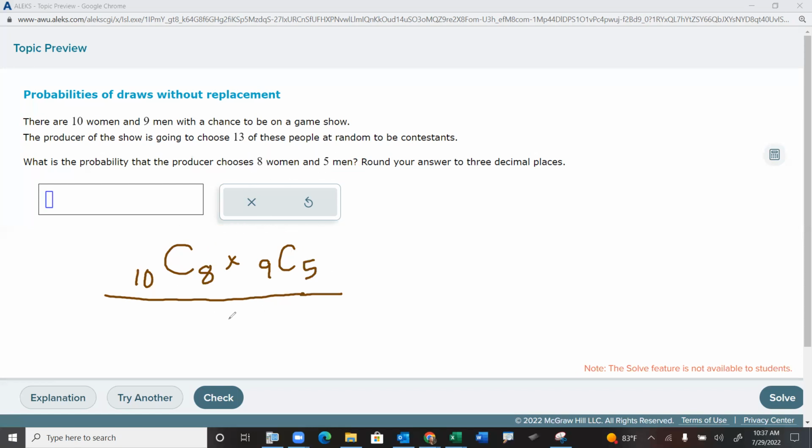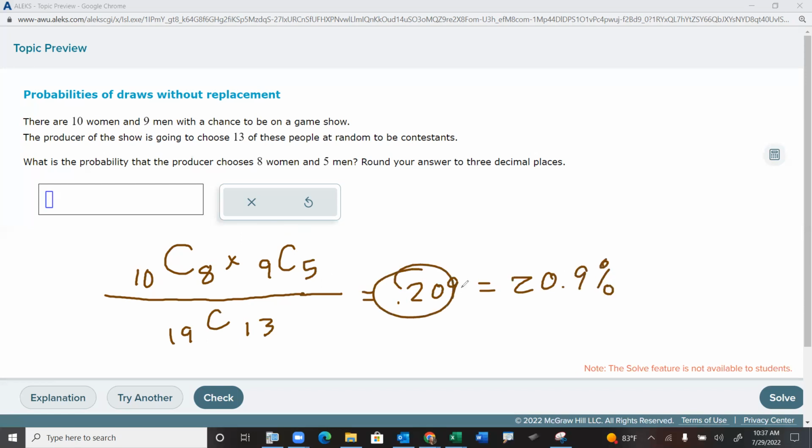Remember, the denominator for any probability is just the total number of things that could happen, whether it's the event we're interested in or not. So that would be out of 19 people total, we choose 13. Okay, and at 3 decimal places, we get 0.209, or about 20.9%.